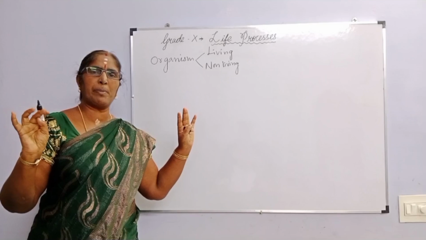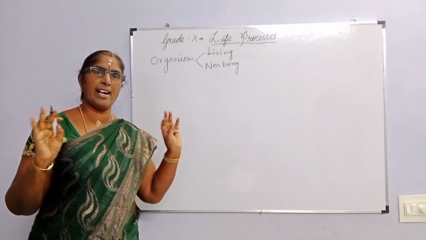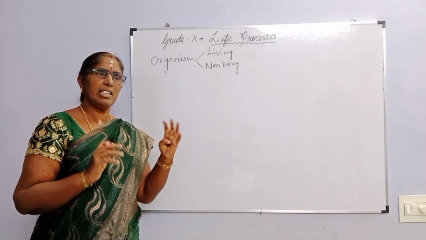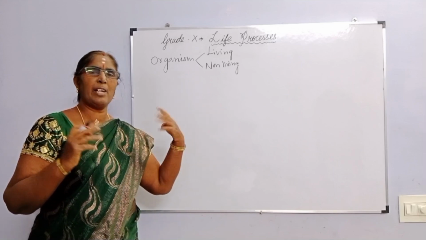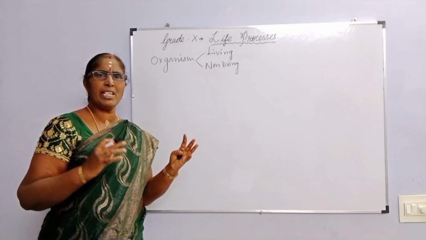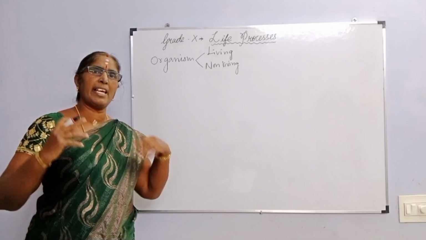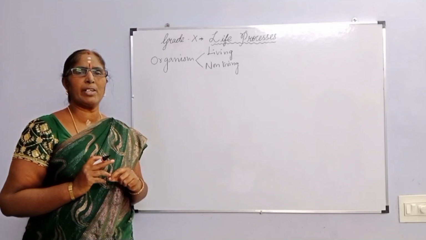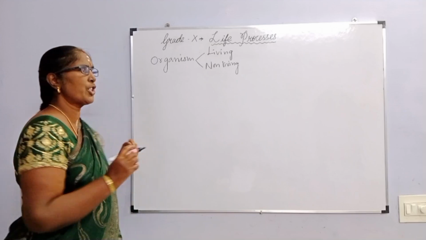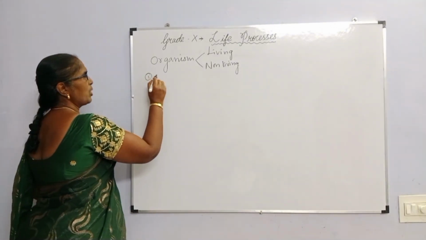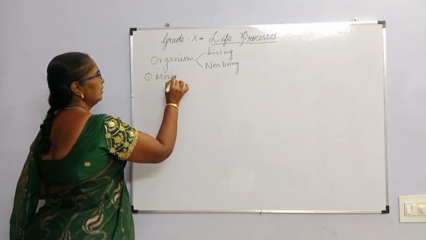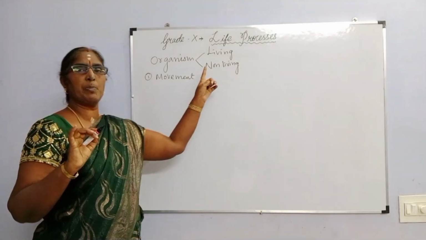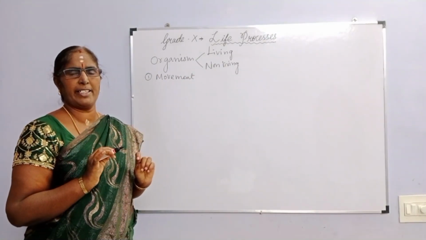Generally, common people, the non-biologists, those who are not learning biology, if you ask them, they will say living organisms can move, can walk, can speak, so many characteristics, whatever we see externally. In our NCERT also, the first criterion given is movement. Movement is one of the criteria given to differentiate between living and non-living organisms.